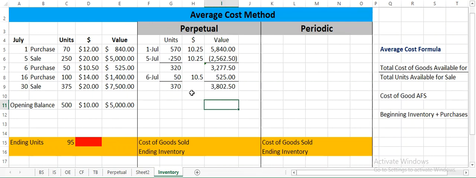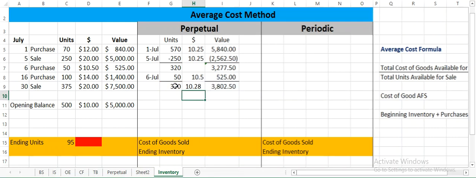And so next, what we still have to do is find out the average cost. The average cost, again, is going to be equal to the total cost divided by the total units available for sale, $10.28. I actually left it off here, but we would do the same thing up here: the 3,277.50 divided by 32.50. And so those would be my values that I'm bringing down.